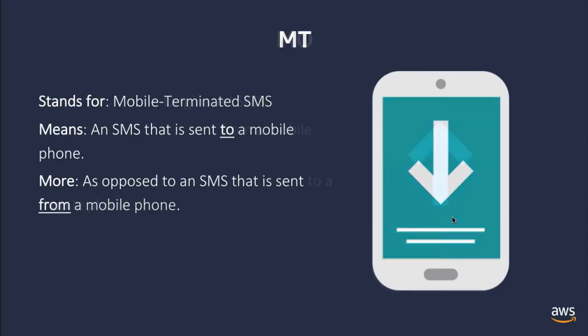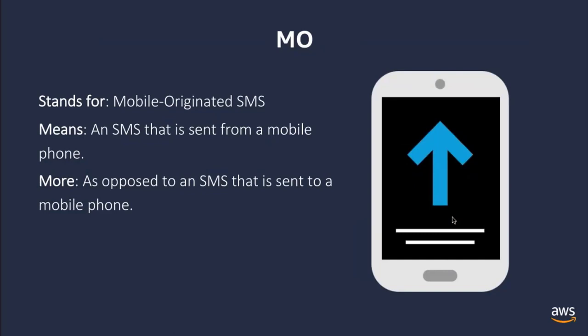As you imagine, a mobile originated SMS is an SMS that's sent from a mobile phone. And this is probably what most of us on the webinar are familiar with today, right? That's you and me texting our friends and family. That's being originated from the mobile device. So we call that an MO.